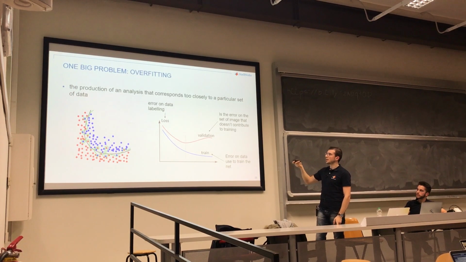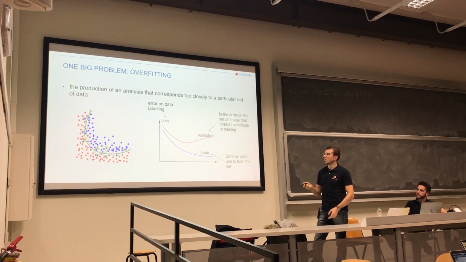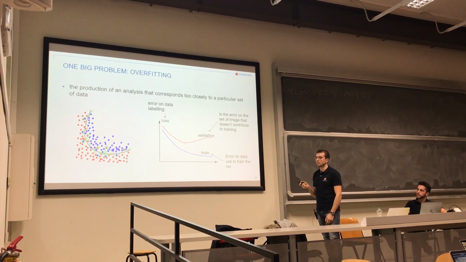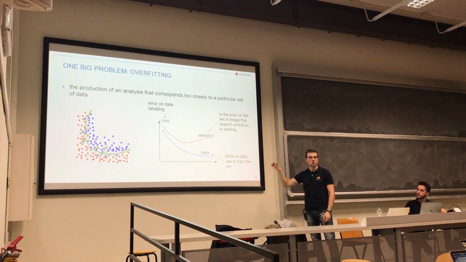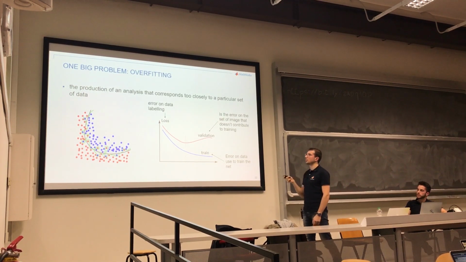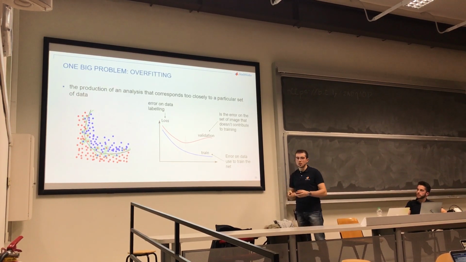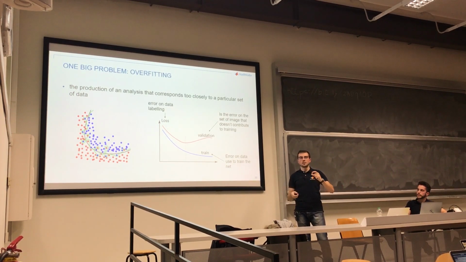Okay. And the clearest one, how can we understand if we are going to do overfitting? Because of course we don't see this graph. This is only a demonstration, a picture to show you an example. Okay, we can understand if we are going to do overfitting with the loss. Loss is the error on data labeling. We take our set of data. Okay, we divide it into the training and the validation.